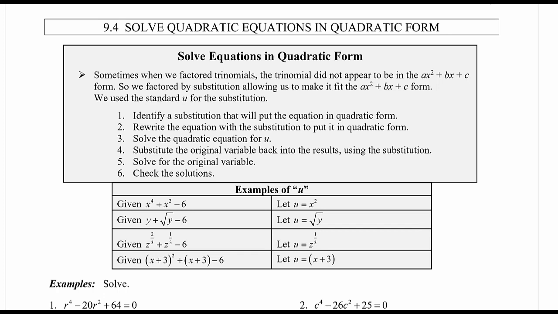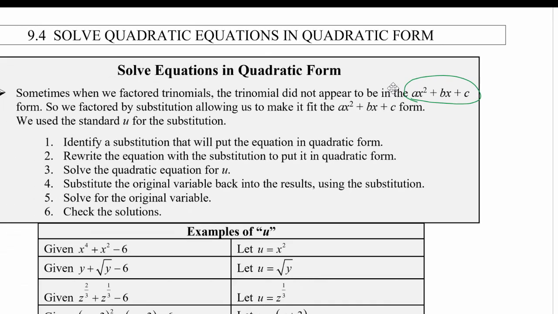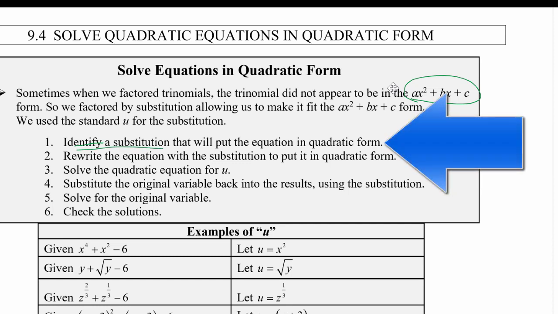In this video, we're going to solve equations that are in quadratic form. So what that means is they don't start out looking like quadratic equations. And if you recall, our quadratic equation in standard form is ax squared plus bx plus c equals 0, right? So these equations don't start out looking like this, but we are going to identify a substitution. That means we're going to introduce a new variable that's going to allow us to rewrite our given equation so that it looks like that.